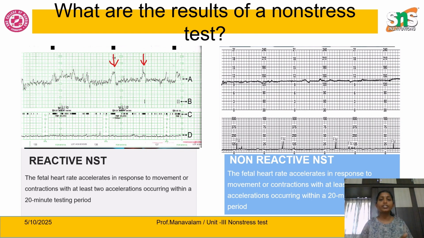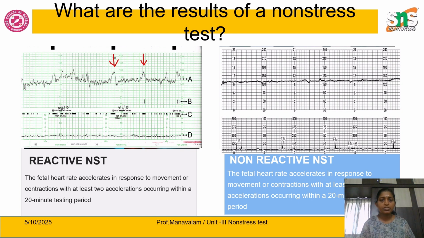It consists of 10 boxes in the graph sheet. Here the baseline fetal heart rate is 130, but whenever there is fetal movement, it is marked in section B, where one straight dark line indicates the fetal movement. The C indicates the contraction. So in this graph sheet we are seeing the fetal movement as well as the fetal heart rate.